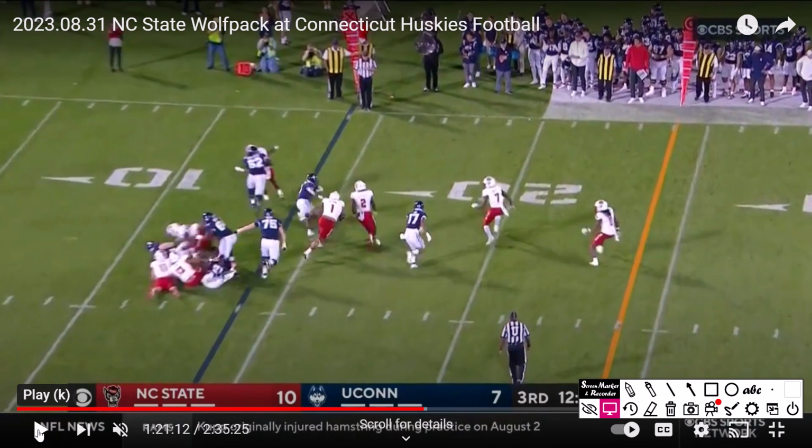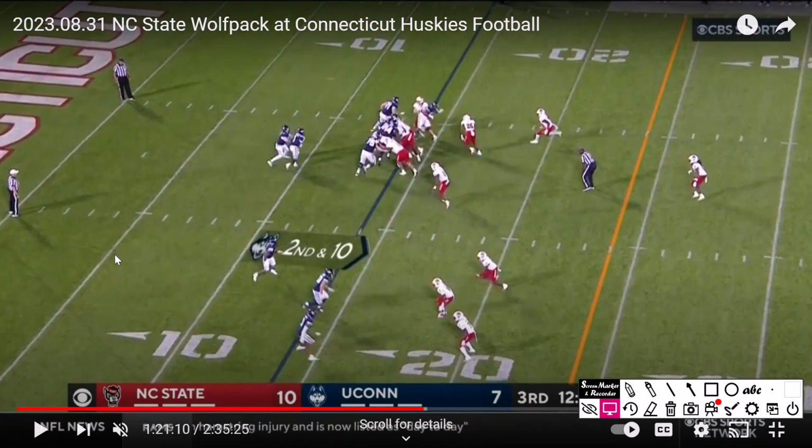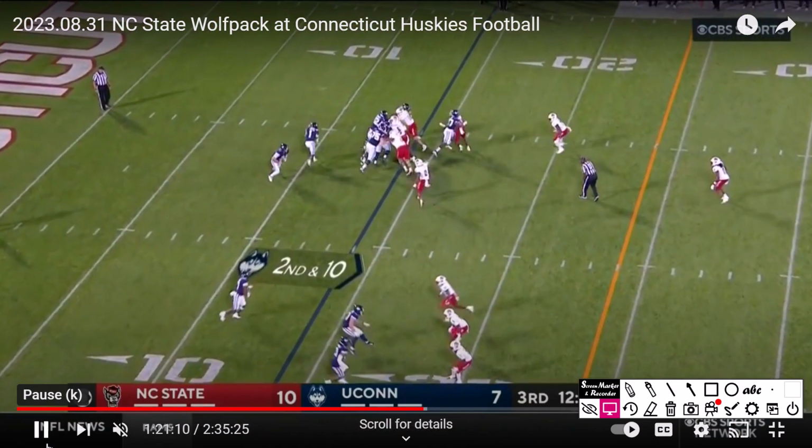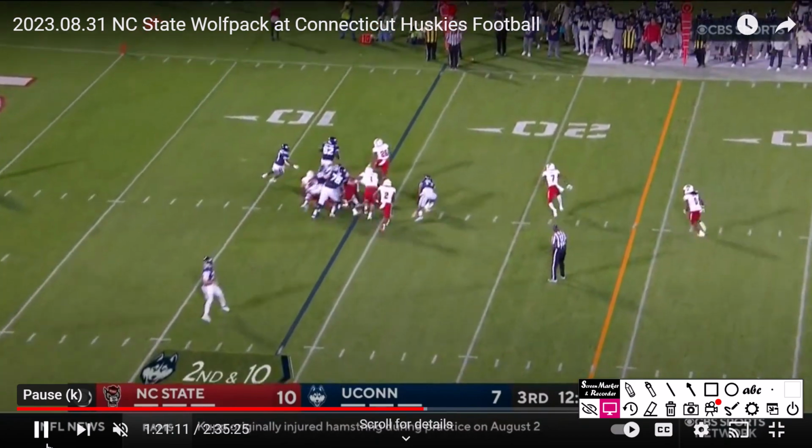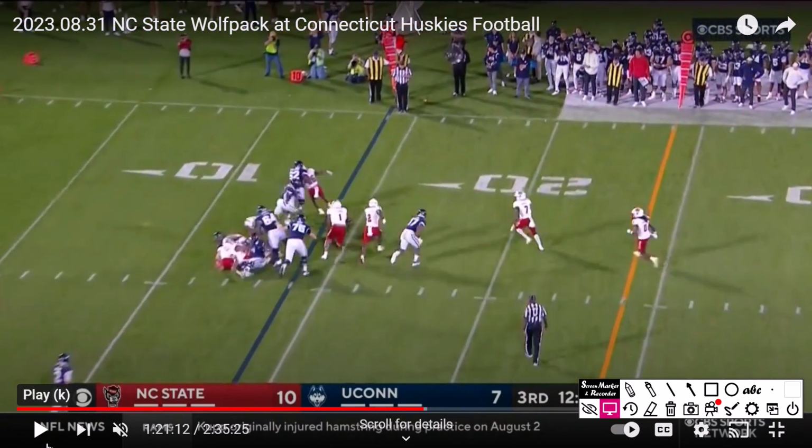So that was kind of the last blocker out there, I think it was 52, which I think is the left guard for UConn. Maybe that's 62, I don't know. The picture's kind of grainy, but you can see Betty here, though, gets into that situation and immediately gets to the outside to control the edge.